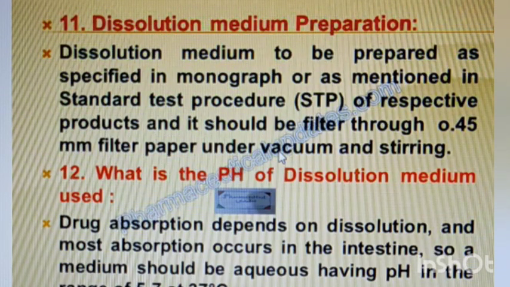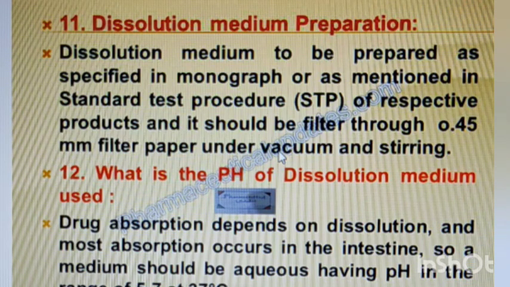What is the dissolution medium preparation? The dissolution medium is to be prepared as specified in the monograph or as mentioned in the standard test procedure (STP) of the respective product, and it should be filtered through 0.45 micron filter paper under vacuum and stirring.